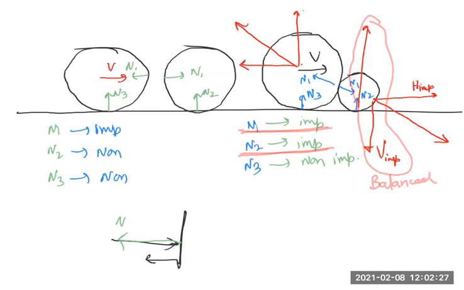So if you draw the graph of N3 with respect to time, it may either go like this, a constant value at first and then 0, or it may go something like this, decreasing a little. But in neither of these cases does the value of N3 jump up like this. Therefore, N3 is a non-impulsive force.